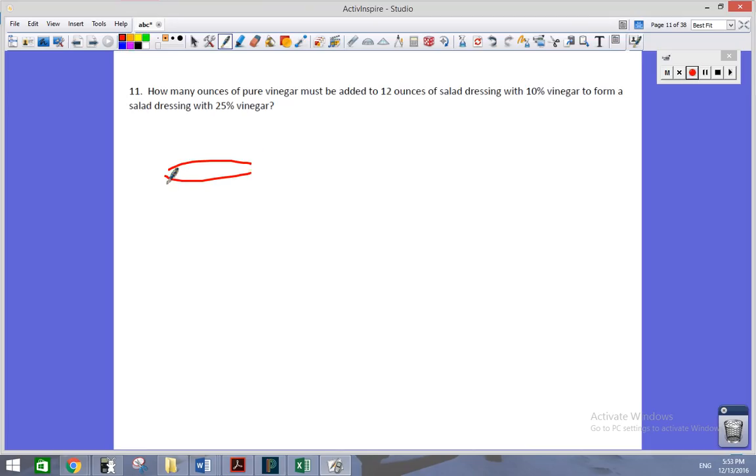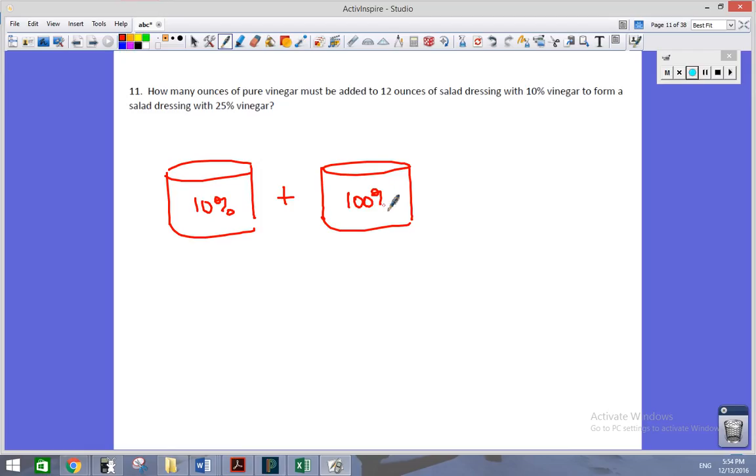So I'm starting out with the salad dressing, and the salad dressing is kind of weak. It only has 10% vinegar. I want to increase that, so I'm going to add pure vinegar, and pure vinegar is 100% vinegar. That's going to create a new mixture that increases the concentration from 10% up to 25%. So it more than doubles the concentration.